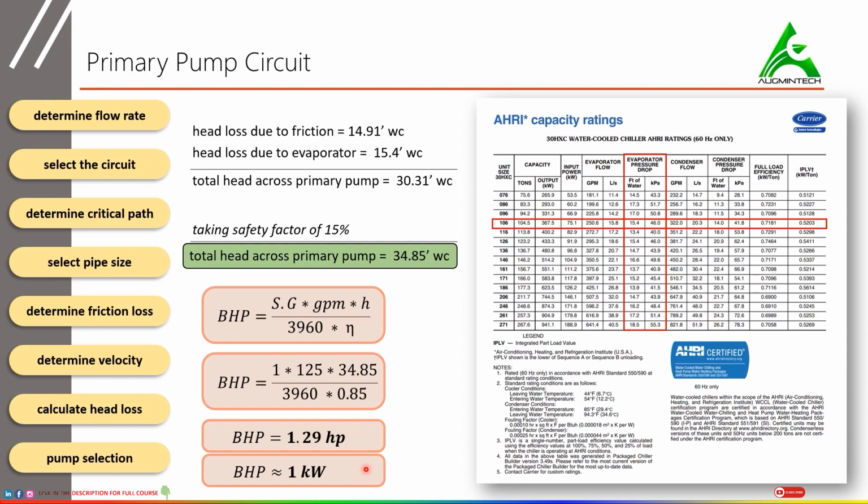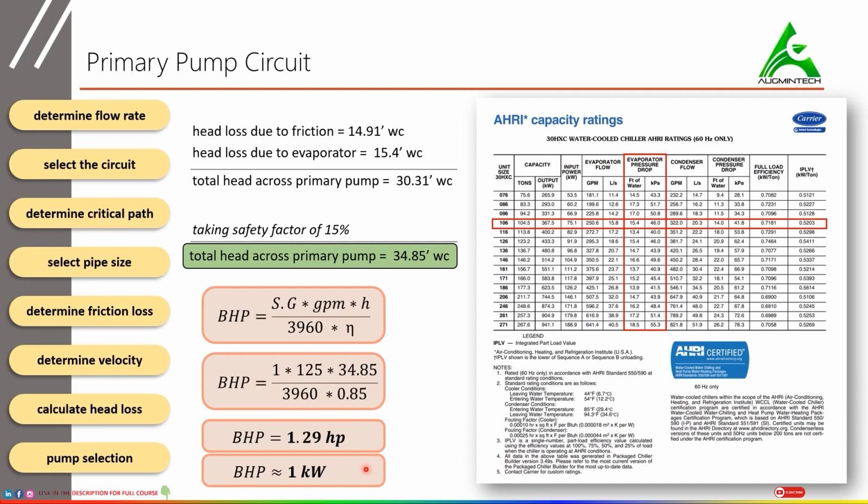Now, if you remember, we have chosen two primary pumps. So each pump has to have 1.29 HP. Then only the flow and the cooling can be maintained. This is one quick way to select a pump or to calculate its brake horsepower.